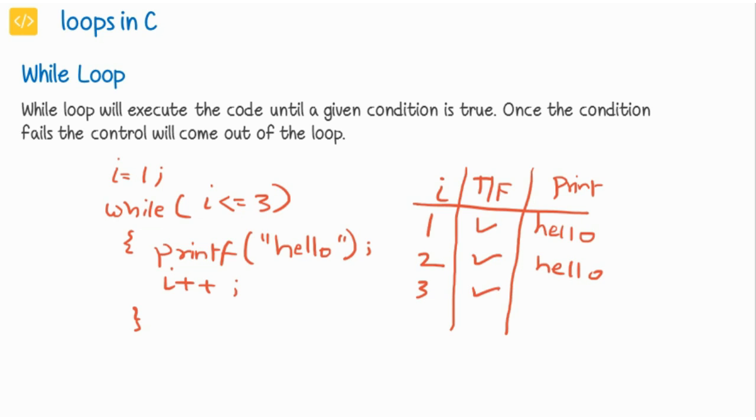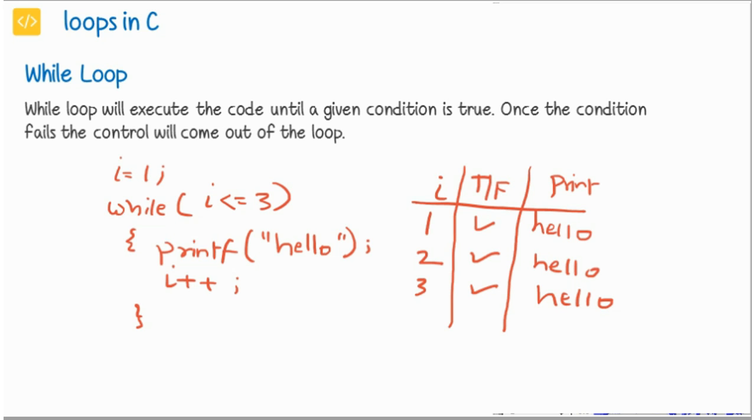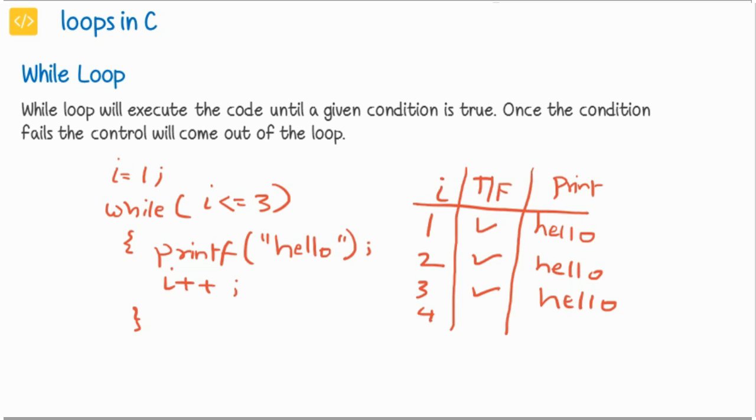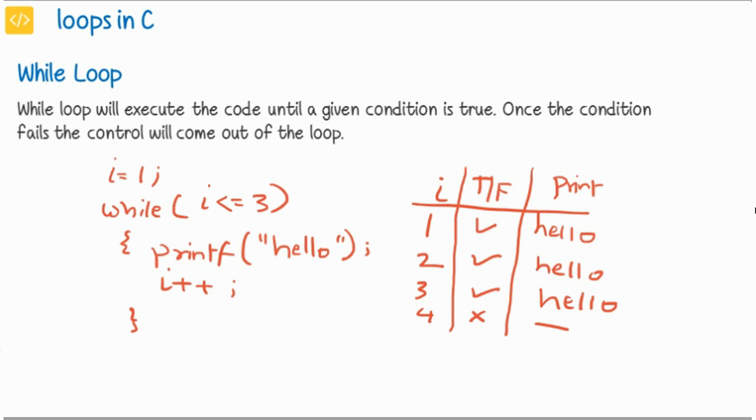3 is less than or equals to 3. The condition is true. 3 is equal to 3. So system will print hello and I will be incremented to 4. Now system will again check 4 is less than or equal to 3. This time the condition is not true, it is false. So instead of going in, it will come out of the loop. So the control comes out of the loop and then it will execute further.